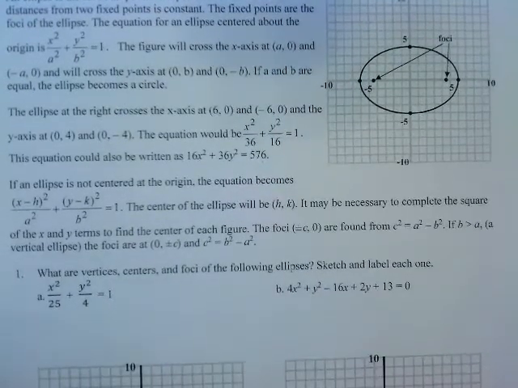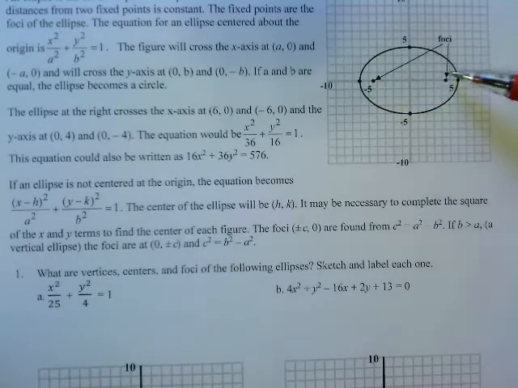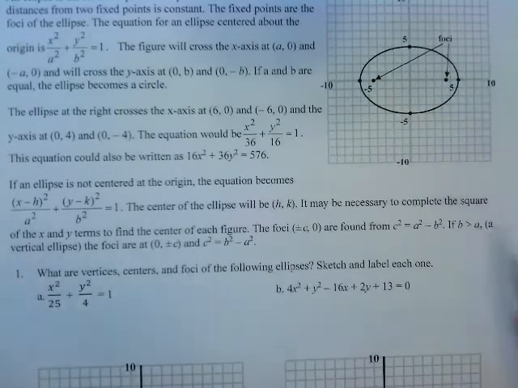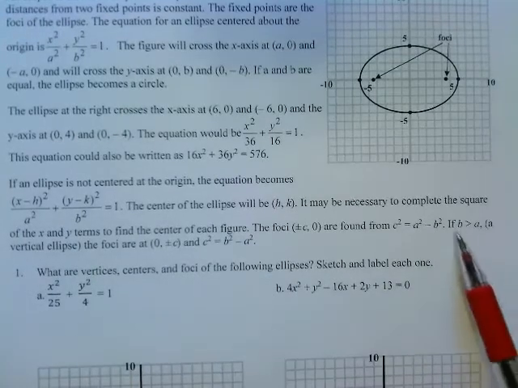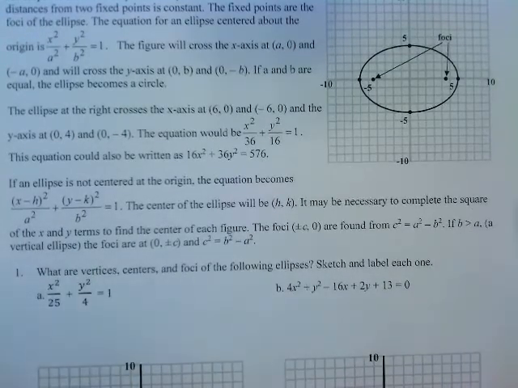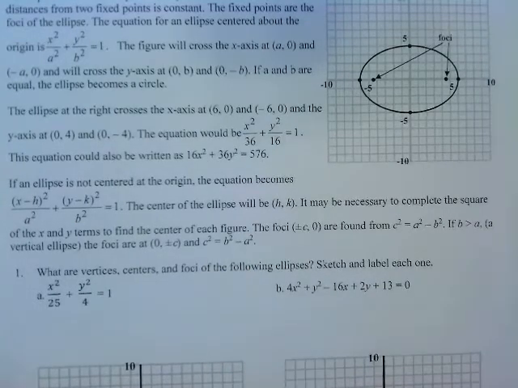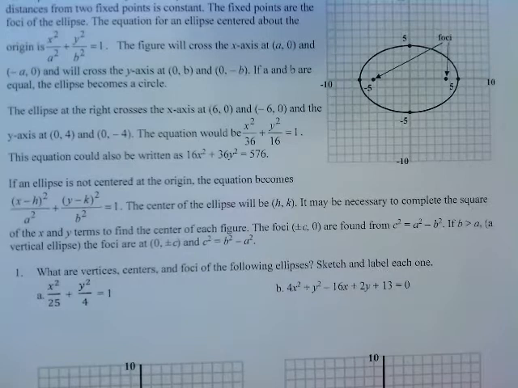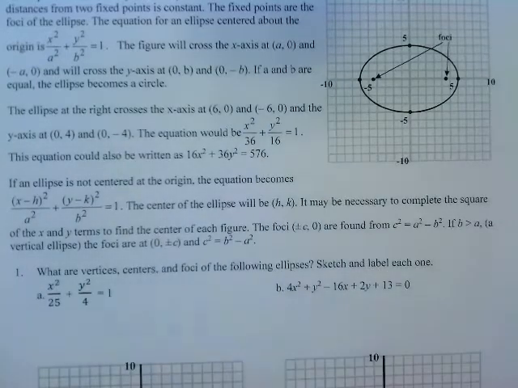The foci, which you see here, you can find from c squared equals a squared minus b squared. If b is bigger than a, then you'll write it the other way. But you'll want this to always be a positive number when you do the subtraction. All right, so let us look at a couple of examples.